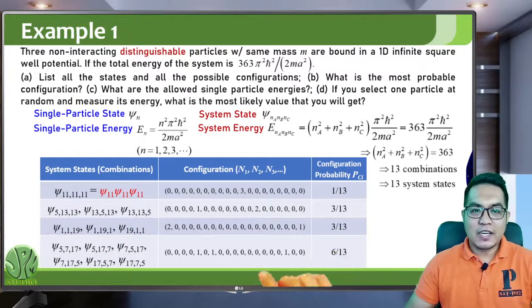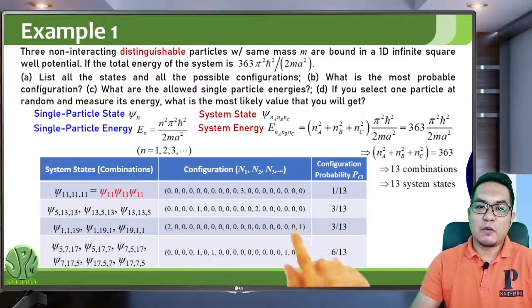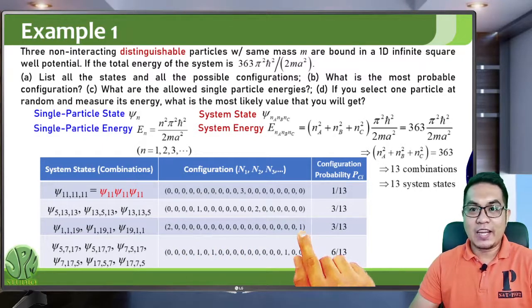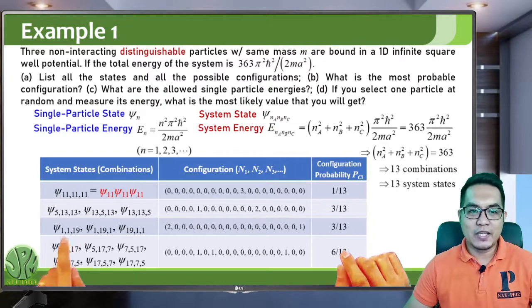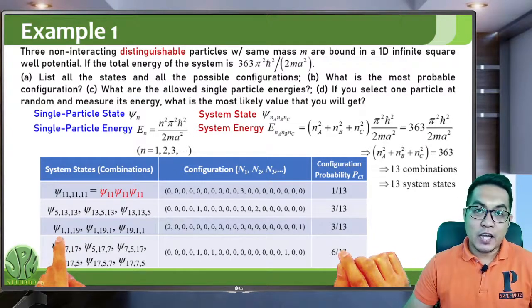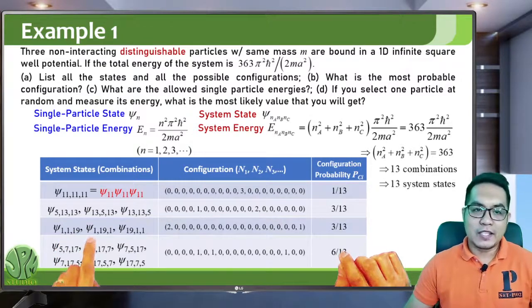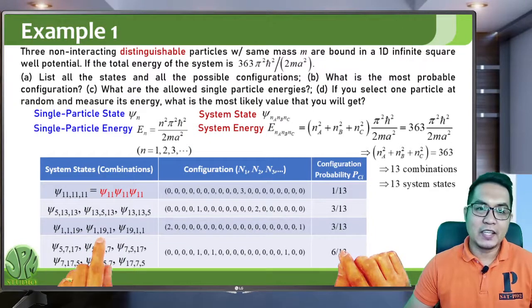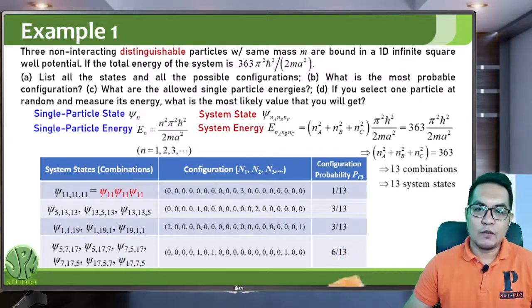A similar scenario happens when 2 of the particles are in state psi 1 and 1 particle is in state psi 19. And in that scenario, it has also 3 possible combinations. So you have 1 1 19. So it's either particle A is in psi 1, particle B is in psi 1 also, and particle C is in state psi 19. Or particle A is in psi 1, particle B is in state psi 19, and particle C in state psi 1. Or A is in 19, B is in 1, and C is in 1.